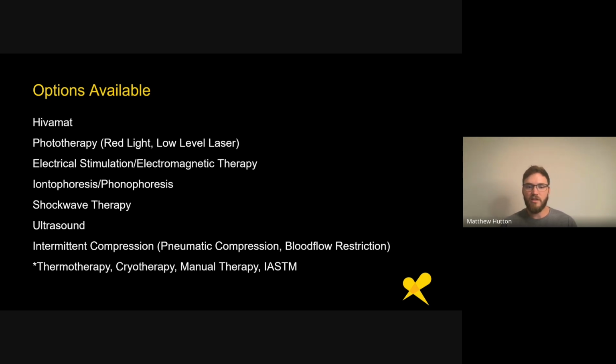Intermittent compression, these have a pretty wide range as well. Pneumatic compression, the most famous of which is Normatec, but there are also, what's the other one? Recovery boots. And now everybody and their mom makes one.